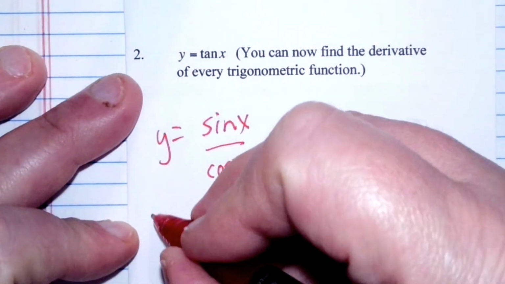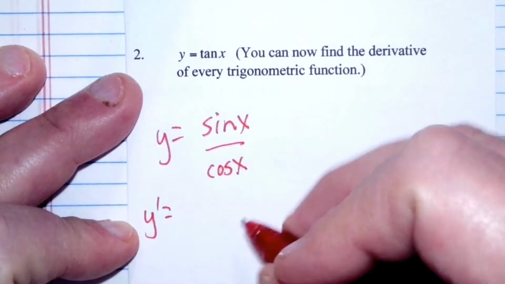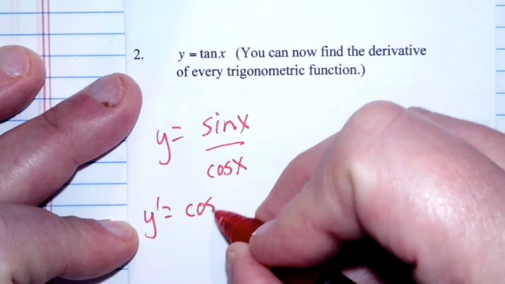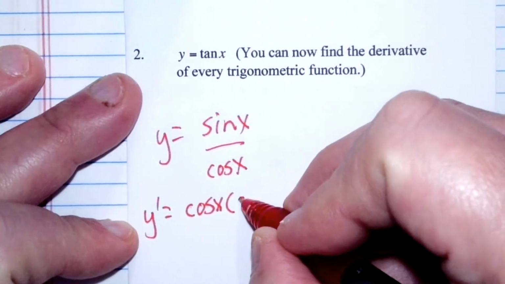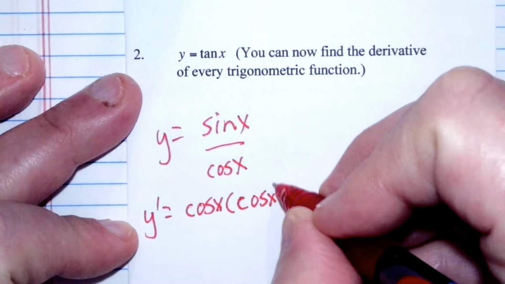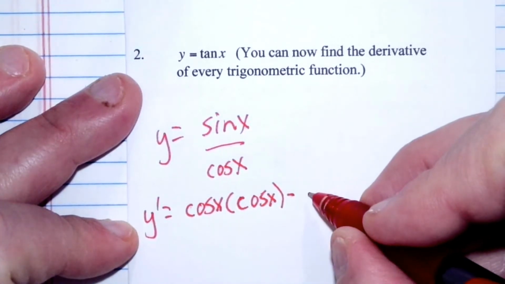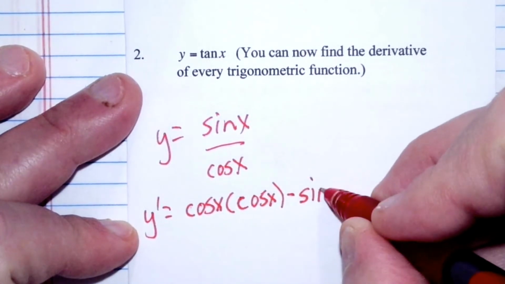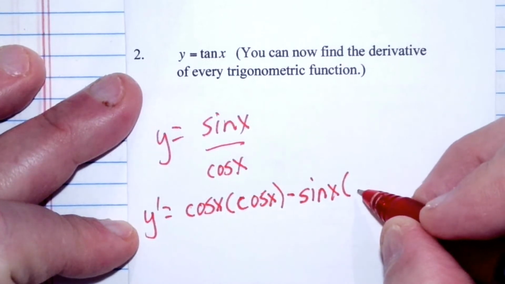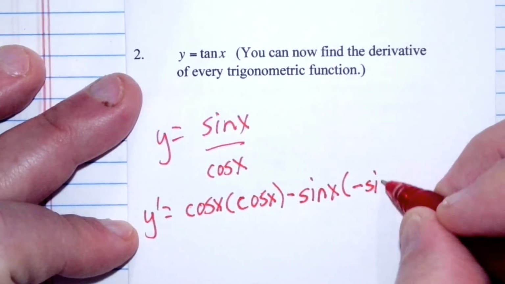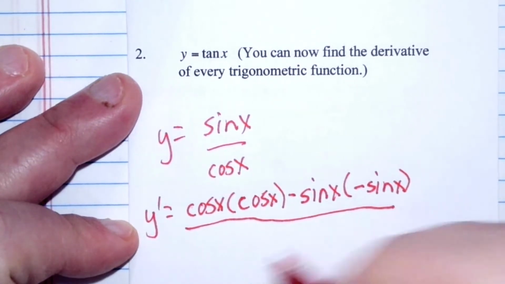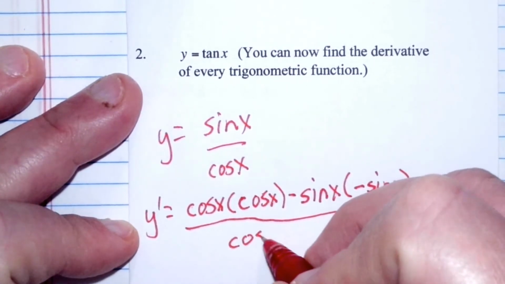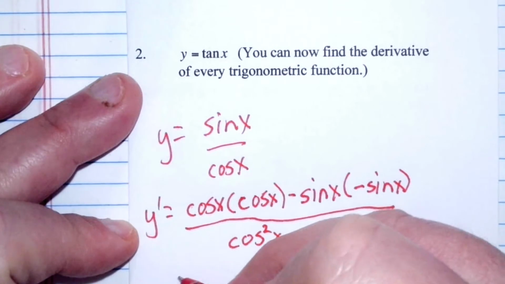That means y prime would be equal to the denominator times the derivative of the numerator, minus the numerator times the derivative of the denominator, over the denominator squared. All right.